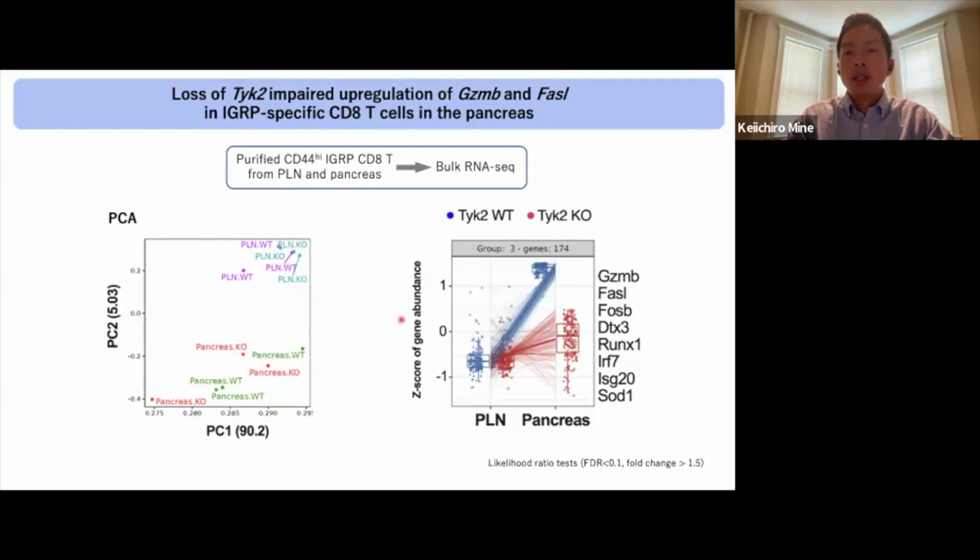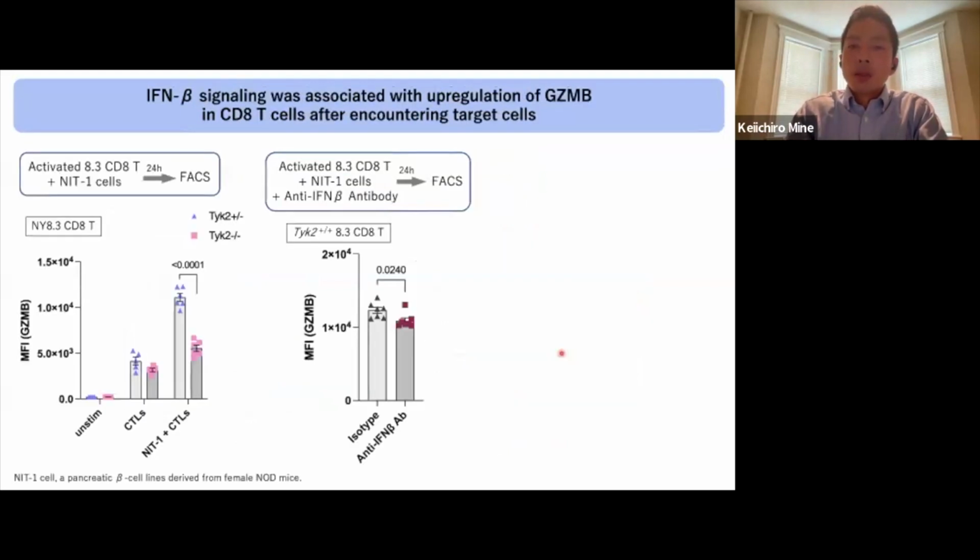However, we found that the effector molecules, granzyme B and FasL, were upregulated in TYK2 wild-type CD8 T cells in the pancreas compared to those of TYK2 knockout cells. This result suggests that the loss of TYK2 impairs the upregulation of effector molecules in islet autoreactive CD8 T cells in the pancreas.